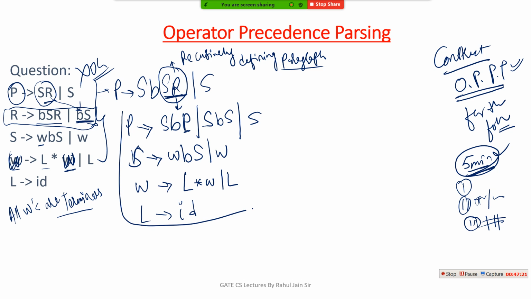So this is my operator grammar now. It is my operator grammar, guys. Now how many terminals am I getting? How many terminals am I getting? One terminal is ID.